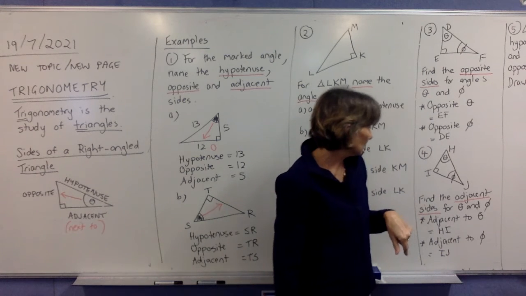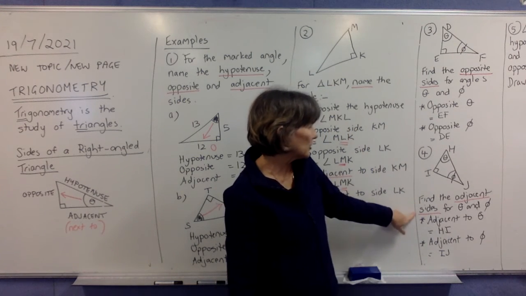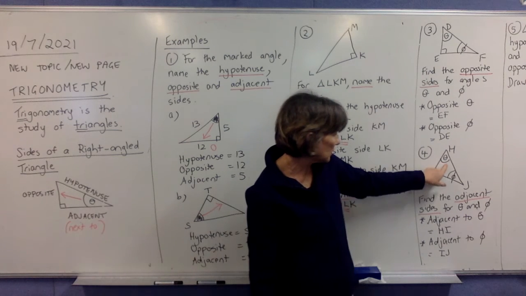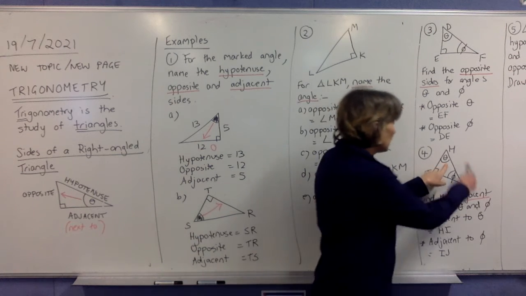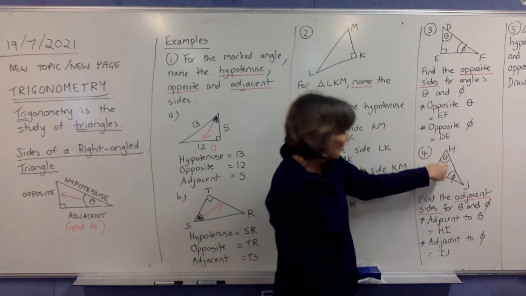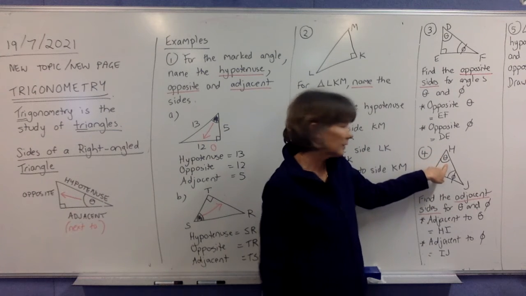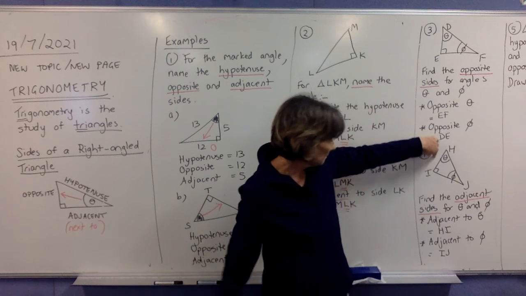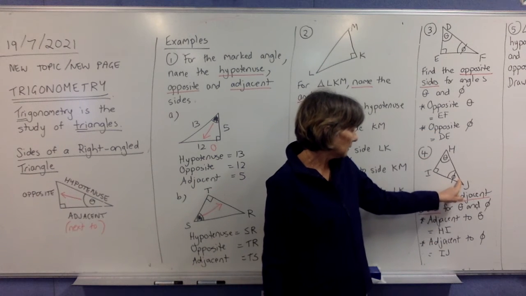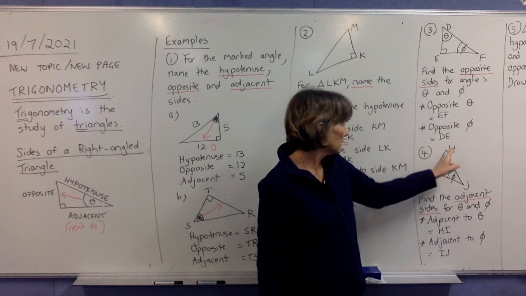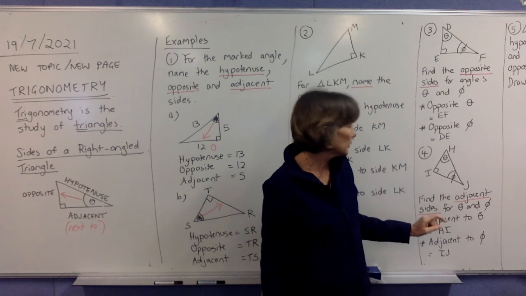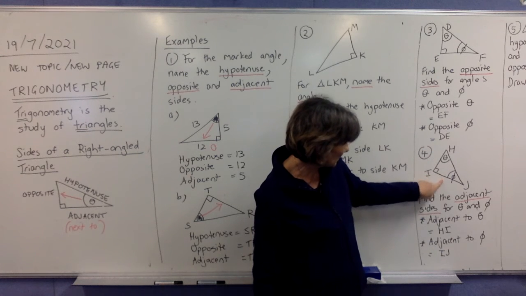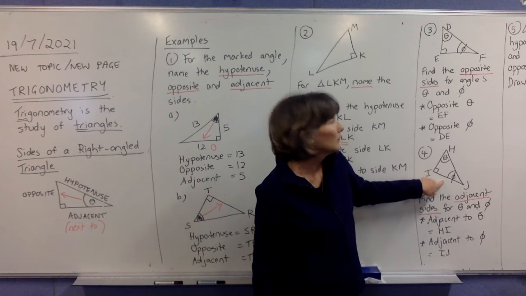All right, the next one, we're looking at this triangle and we're finding the adjacent sides for theta and phi. So adjacent to theta, well it's not this one because that's the hypotenuse. It's not this one because that's opposite it. So it must be this side here, HI. If we look at phi, we're looking for the adjacent side. It's not this one because it's the hypotenuse. It's not this one because that's opposite phi. So it must be this one, IJ.